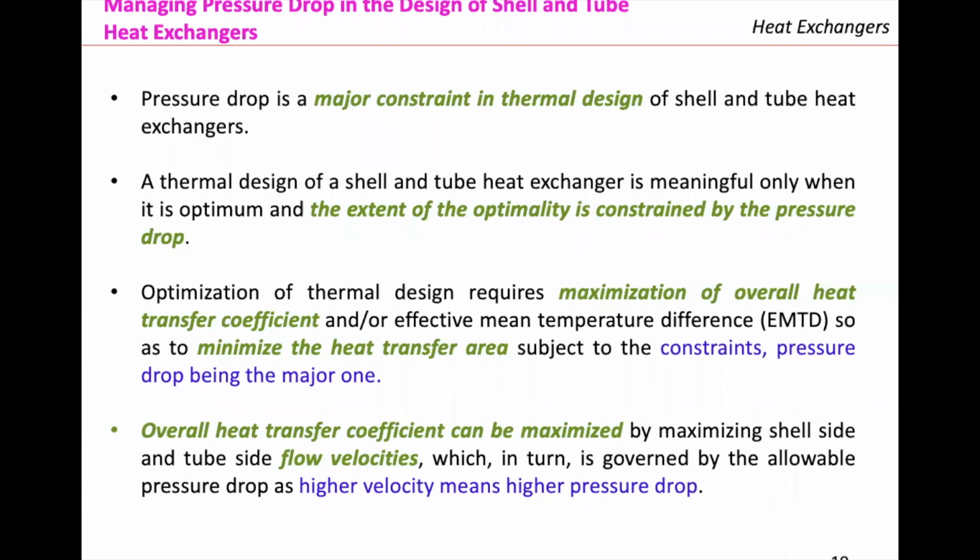Okay, that is the mean temperature difference. So as to minimize the heat transfer area subject to constraints, pressure drop may be a major one. So pressure drop is very important for this optimization. And overall heat transfer coefficients can be maximized by maximizing shell side and tube side flow velocities, which in turn is governed by the allowable pressure drop, as higher velocity means higher pressure drop, right?